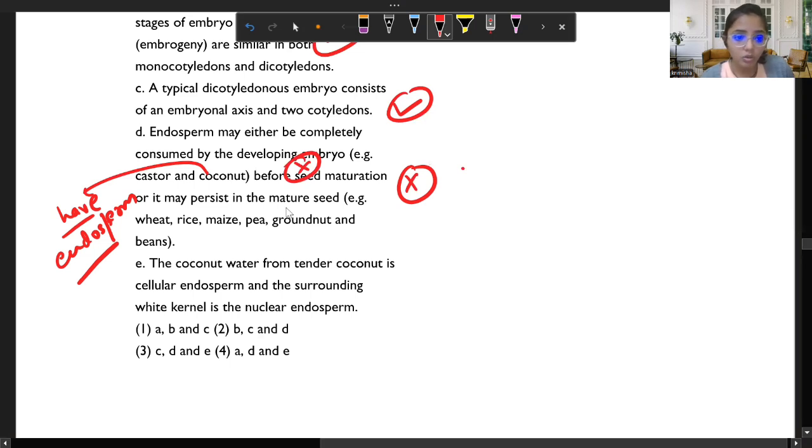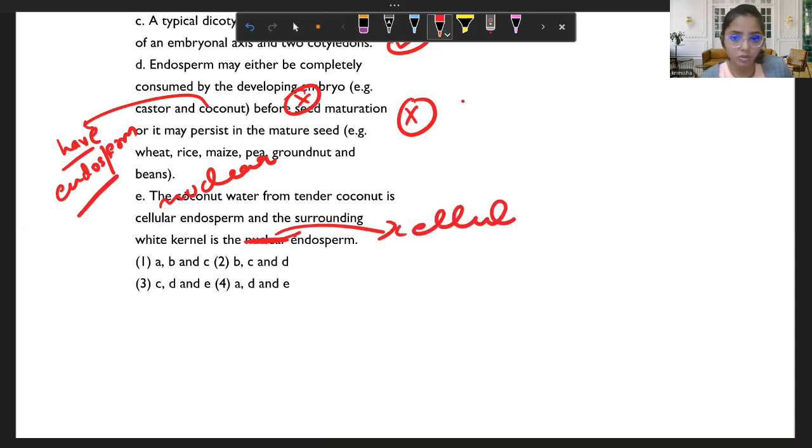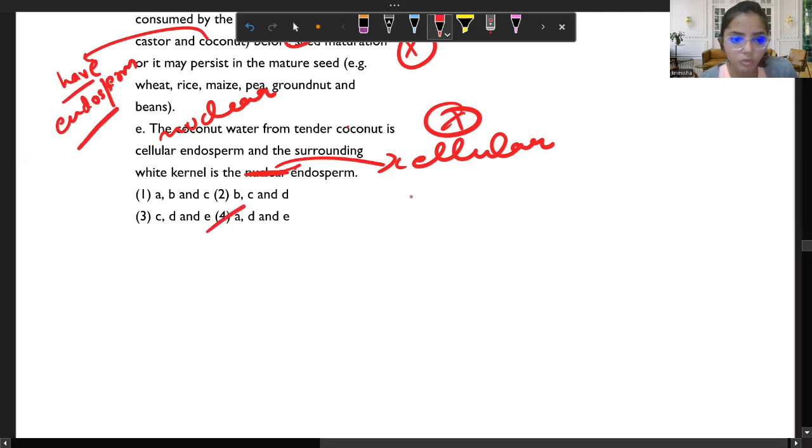Coconut water from tender coconut is free nuclear endosperm, otherwise known as nuclear endosperm, and the white kernel is cellular endosperm. So this is also wrong. So statements A, D, and E are wrong, and the answer would be A, D, E. The fourth option is the correct answer to question 150.